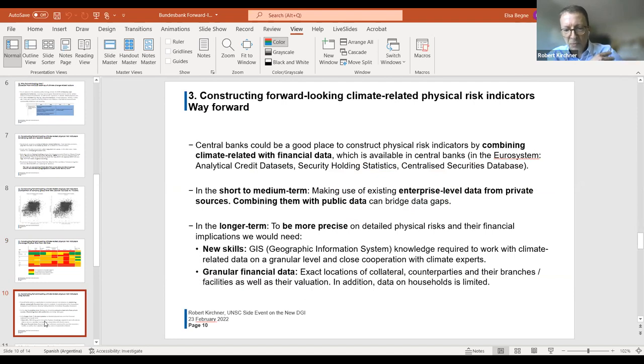So I think central banks could be a good place to construct physical risk indicators by combining climate-related data with financial data, which is mainly available in central banks. And in the short to medium term, making use of existing enterprise-level data from private sources, combining them with public data and official statistics, that is perhaps the way to bridge data gaps for the time being. And in the longer term, if we want to be more precise on detailed physical risks and their financial implications, I think we also need new skills and the relevant granular financial data. So let me conclude with two slides.